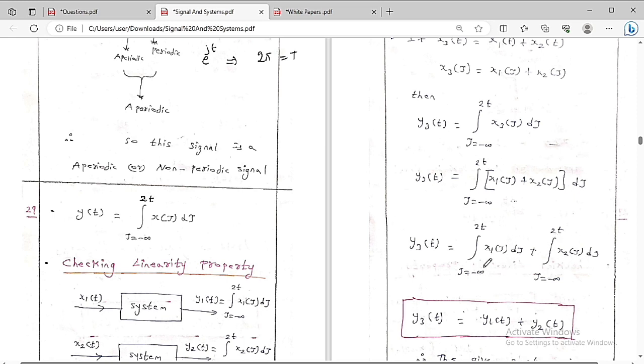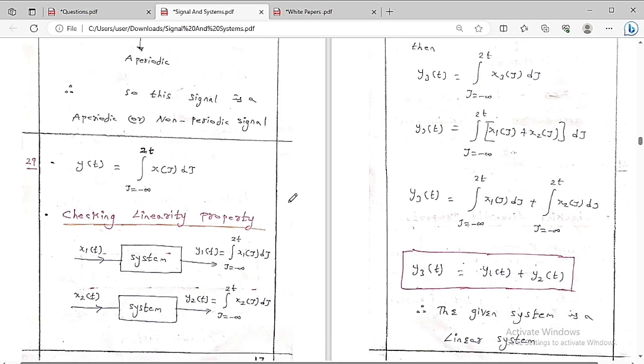So this is nothing but y1 of t and this is nothing but y2 of t. Therefore, phi3 of t is nothing but phi1 of t plus phi2 of t. As the input is the summation of the two previous inputs, the output is also the summation of the two previous outputs. So by default, we can say the given system is a linear system.